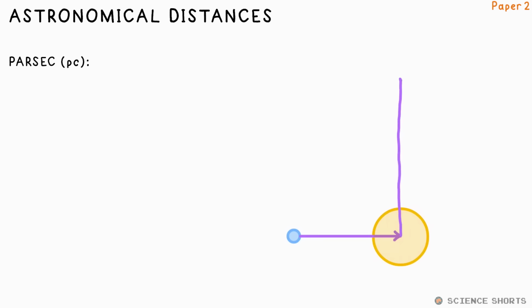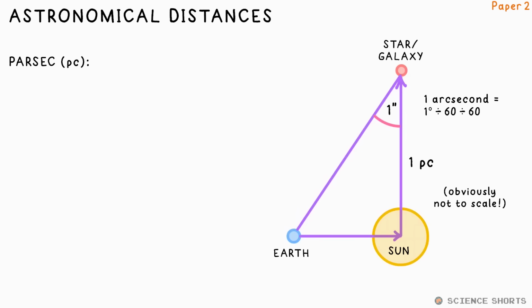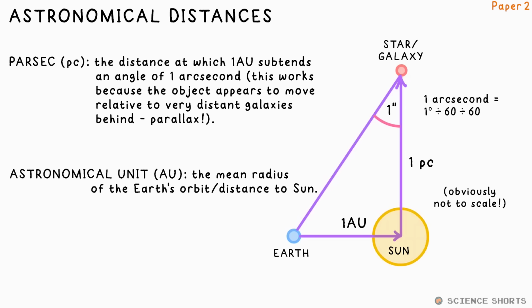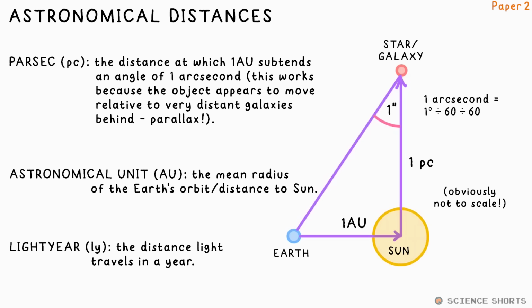Astronomical distances are so large that we usually use the unit parsec instead of meters. It's short for parallax second. This second isn't a time though, but it's a 60th of a degree, which is what we call an arc second. 1 parsec is the distance at which 1 AU subtends 1 arc second, 1 AU being 1 astronomical unit, which is the mean radius of the Earth's orbit around the Sun. We can also use the light year instead. That's the distance light travels in 1 year.